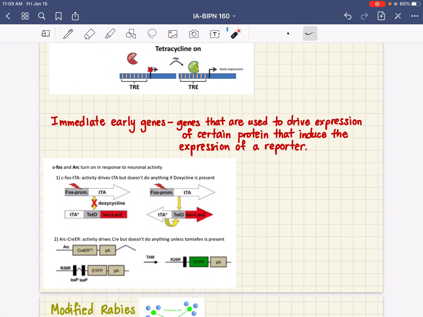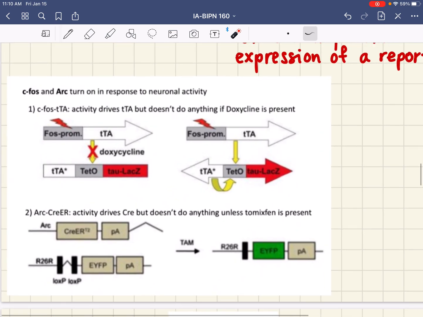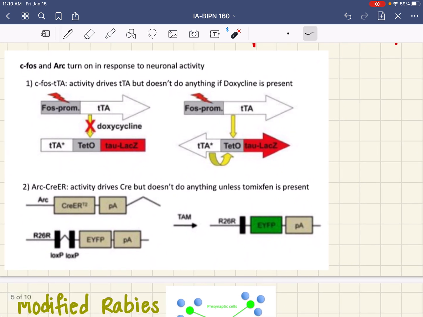Then we talked about immediate early genes. Immediate early genes are genes that are used to drive expression, just like we were talking about, GFP being driven, right? CRE-LOX-P, TTA. So immediate early genes are genes that are used to drive either TTA or the CRE-LOX-P system to express some kind of a reporter so that we can get a visualization of the brain areas. Hopefully that made sense. So let's talk about the two immediate early genes that we learned in class, CFOS and ARC.